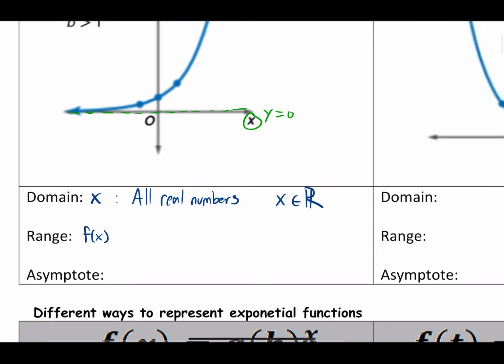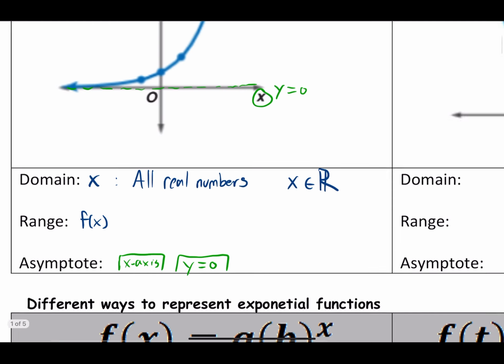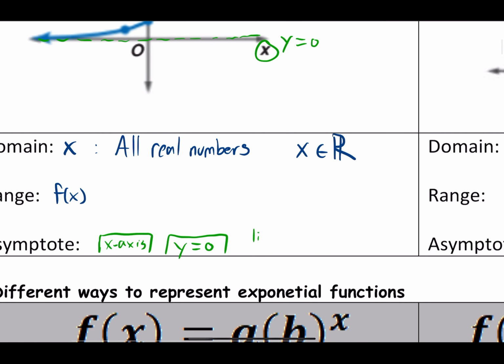That's the x-axis, or the line y equals 0. These two things mean the same thing. The x-axis has an equation. It's y equals 0. So we get closer and closer to 0, but we never touch it. That's the definition of an asymptote. A line, an imaginary line.